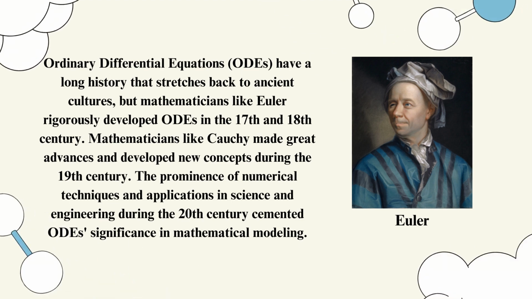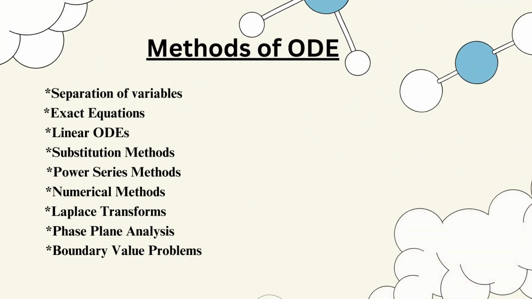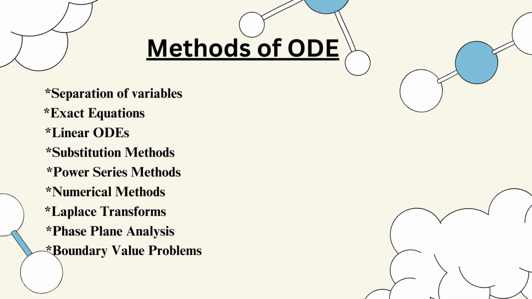Now I'm going to talk a little bit about the history of ODE. Mathematicians like Euler rigorously developed ODEs in the 17th and 18th century. Mathematicians like Cauchy made great advances and developed new concepts during the 19th century. And the prominence of numerical techniques and applications in science and engineering during the 20th century cemented ODE's significance in mathematical modeling. Here is the list of some of the methods of using ODE.